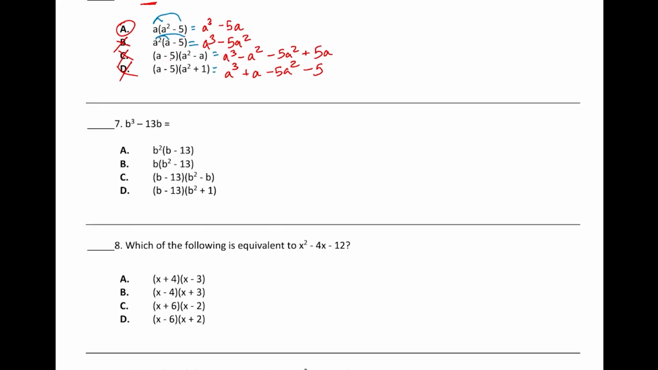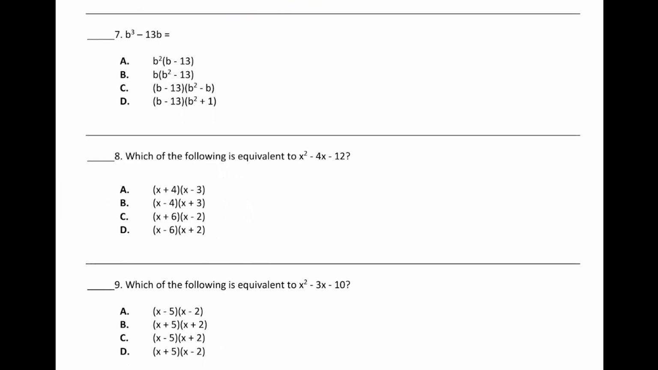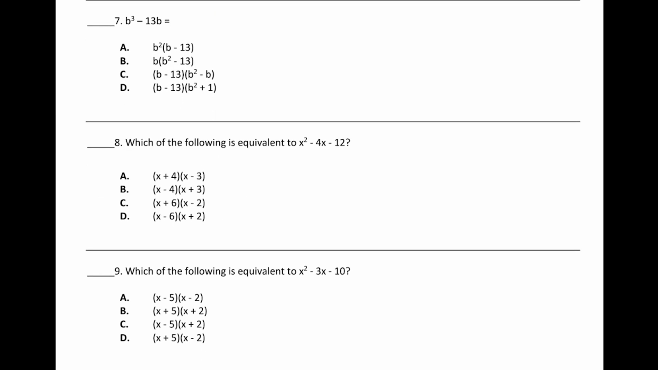Number 7 is another problem that's set up basically the same way, and we'll approach it the same way. Distributing that b squared for choice A, b squared times b is b cubed, and b squared times negative 13 is minus 13b squared. That is not what we want, so it can't be A.